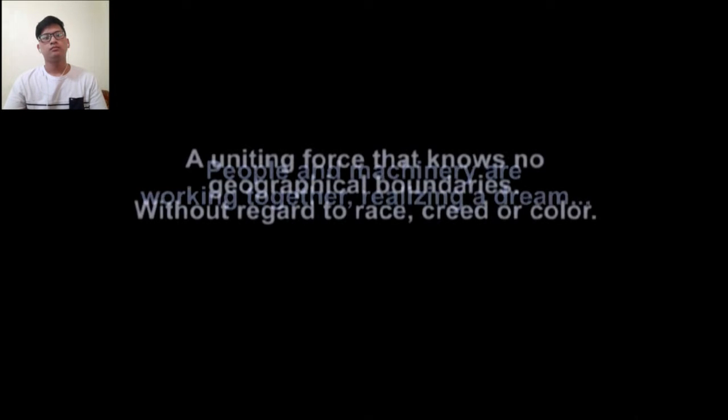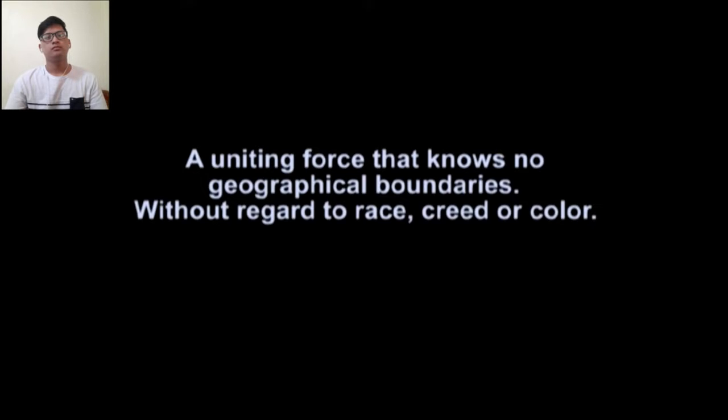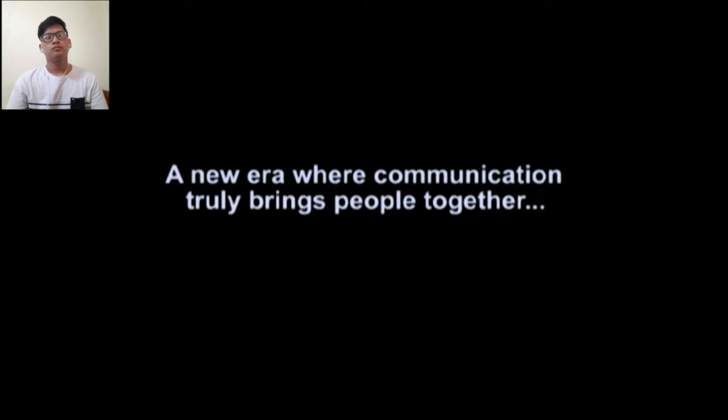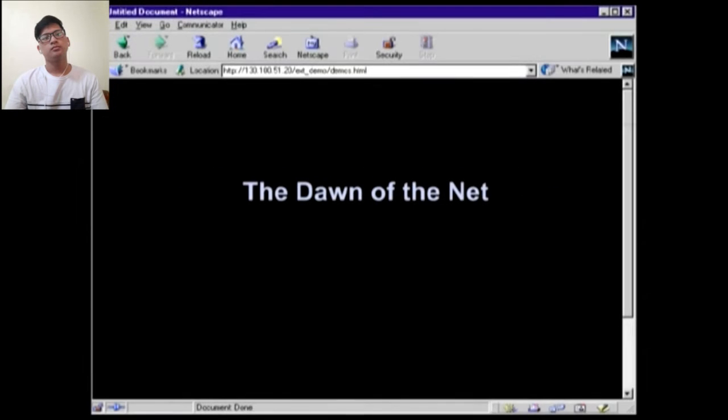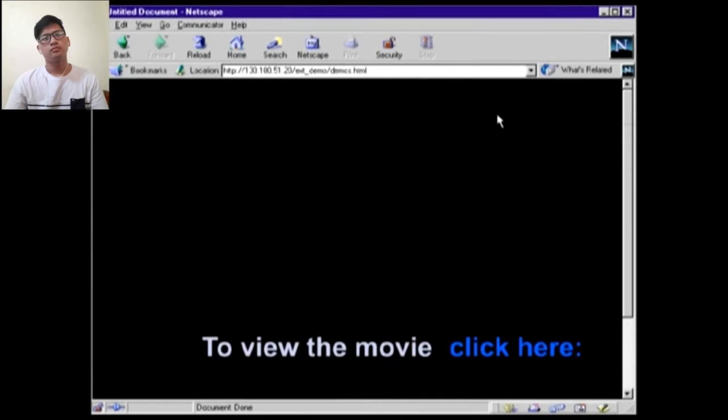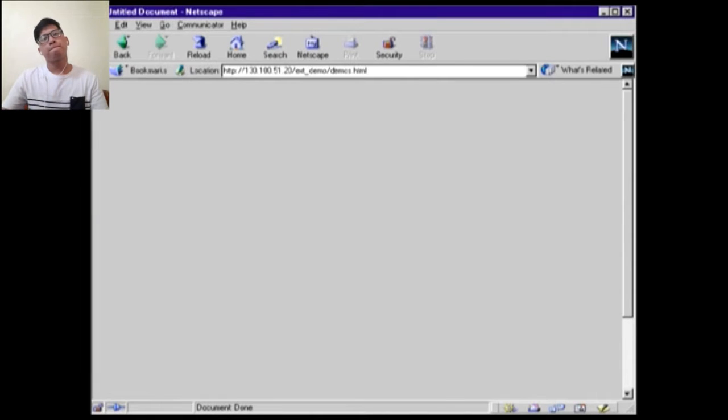For the first time in history, people and machinery are working together, realizing a dream. A uniting force that knows no geographical boundaries, without regard to race, creed, or color. A new era where communication truly brings people together. This is the dawn of the net. Want to know how it works? Click here to begin your journey into the net.